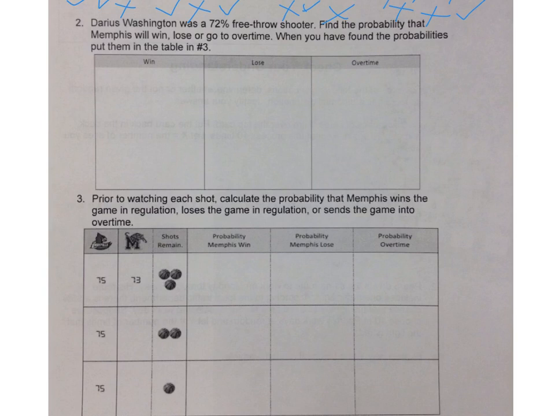Okay, you also could have done a little tree diagram to go from this, right? His first shot, he either makes it or he doesn't. The second one, he either makes it or he doesn't. The third one, he either makes it or he doesn't. And you could have done that all the way through to help determine your sample space.